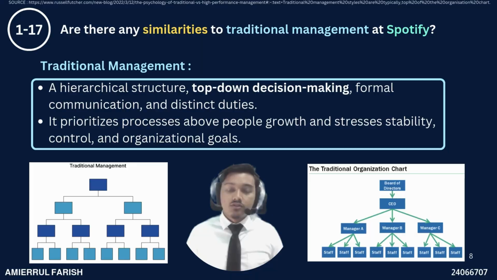Thank you. So now we go to question 117. For traditional management, they use a hierarchical structure, a top-down approach, and then they use formal communication and have distinct rules. And it prioritizes process above people's growth and stresses stability, control, and organizational goals.